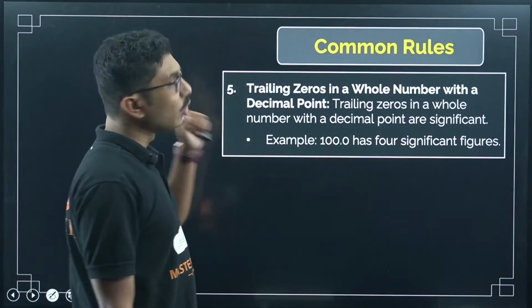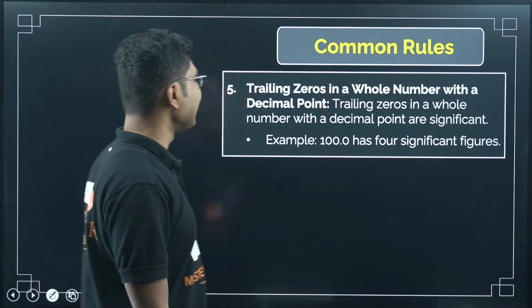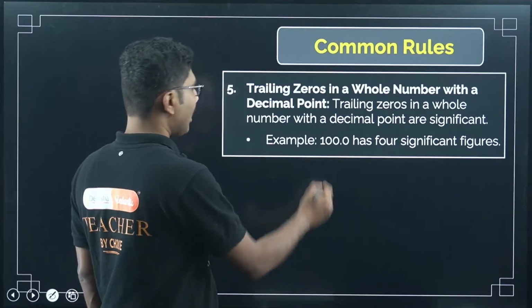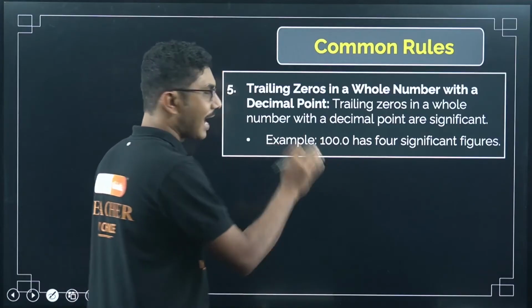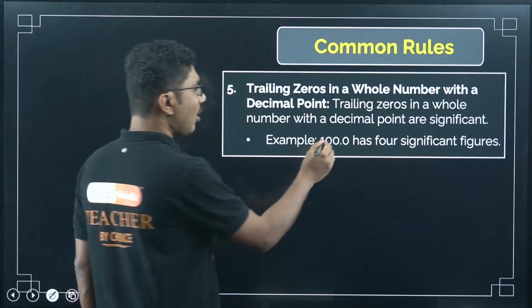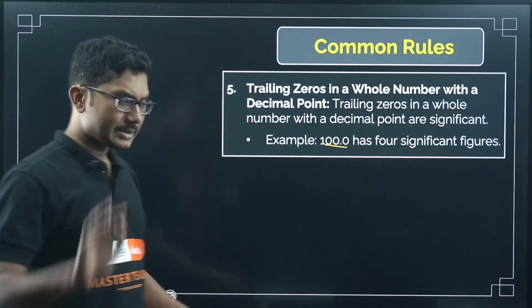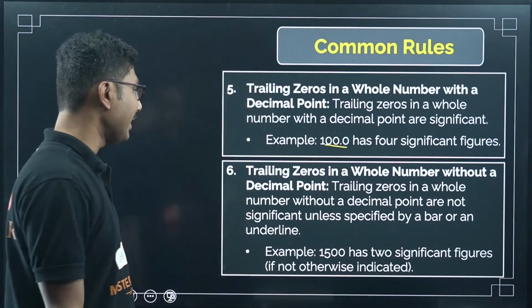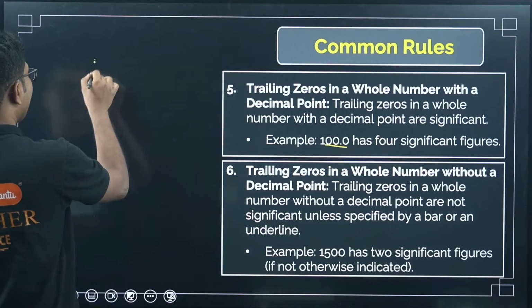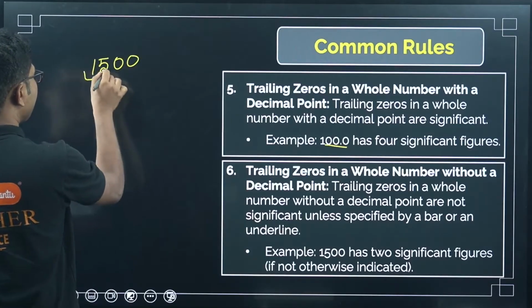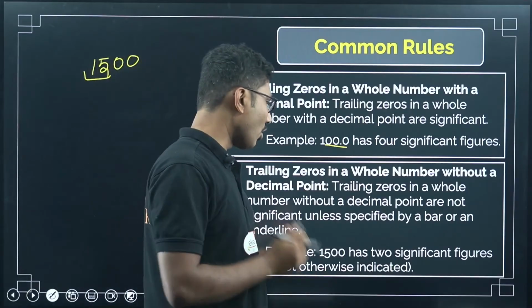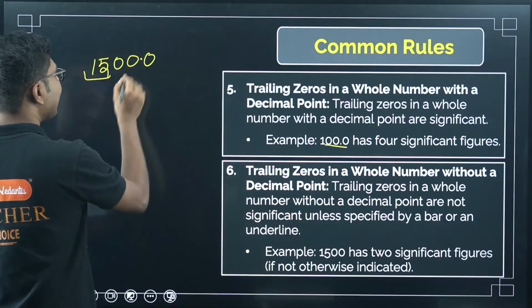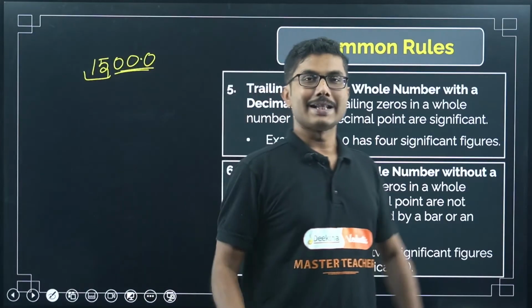Trailing zeros in a whole number with a decimal point are significant. So a whole number is 100. 100.0 has 4 significant digits. In this case, all the zeros, if there is a decimal point, are significant. Trailing zeros in a whole number without a decimal point, if I say the number is 1500, then only 15 is significant. The last 2 zeros are not significant. It is very important. As soon as you add a decimal here, then these zeros also become significant. That is the beauty.